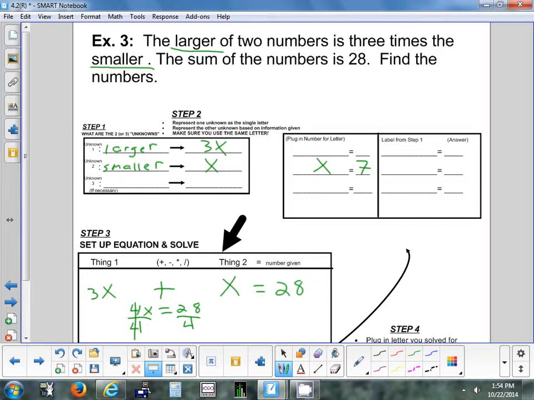Now we're going to fill in for the other one. 3 times 7, and that's the larger. What's 3 times 7? 21. Now let's write down what these were. What was 3x? That was the larger. So the larger number is 21. Smaller number is 7. If you can do this with 2, when we do 3, it's not any harder. It's the same amount of work if you can set it up with 2. So we'll do one with 3 and one more with 2.